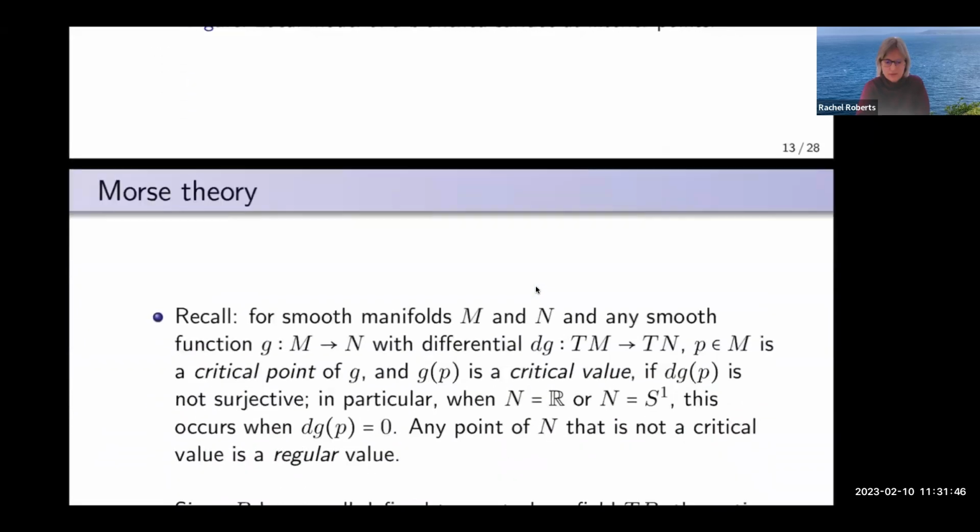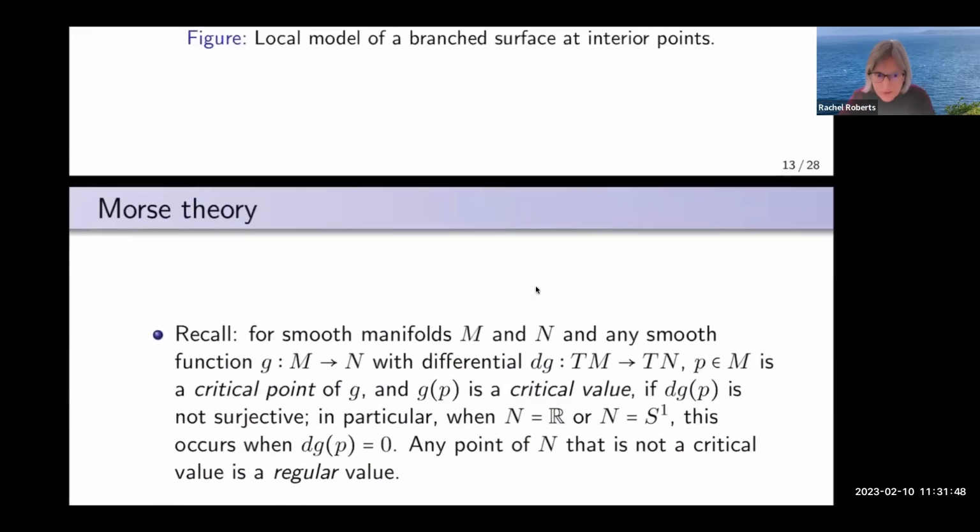Okay, so now let's think about doing Morse theory. And so we all know if we have smooth manifolds and we have a smooth function between the manifolds, we can look at its differential. And we have this notion of critical point. So P is a critical point if the differential at that point is not surjective.